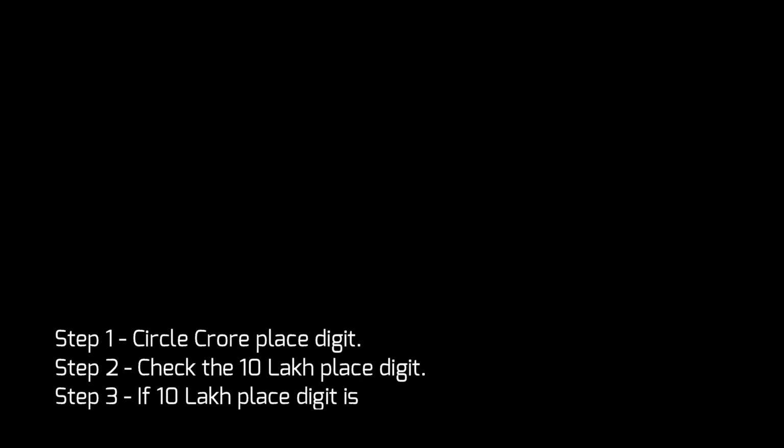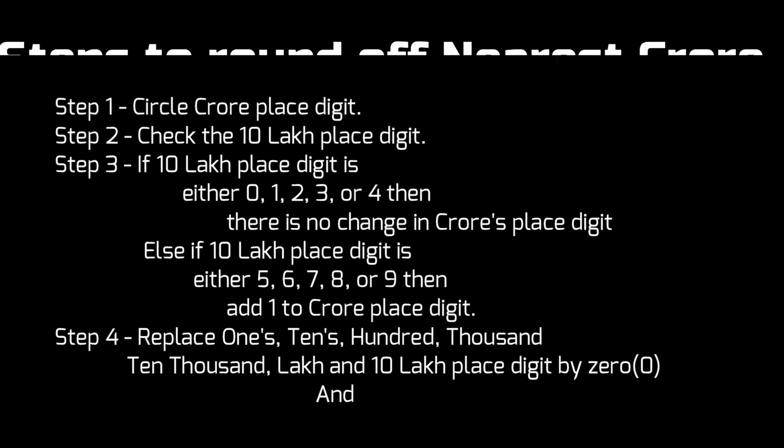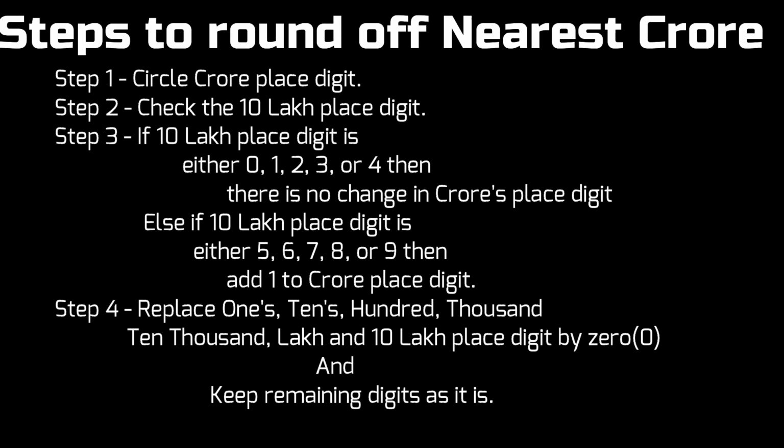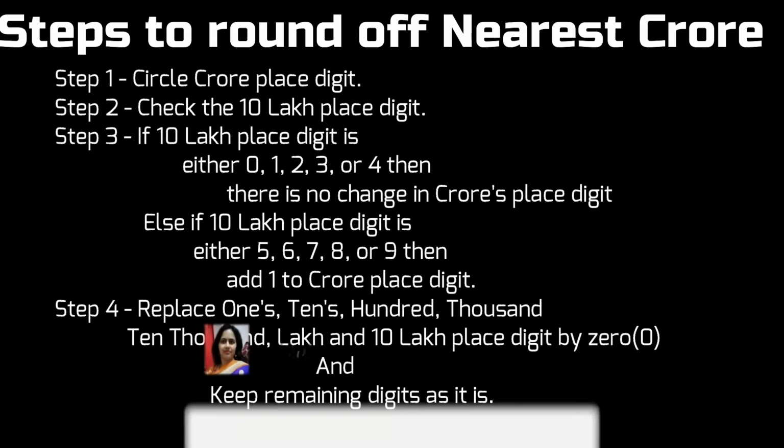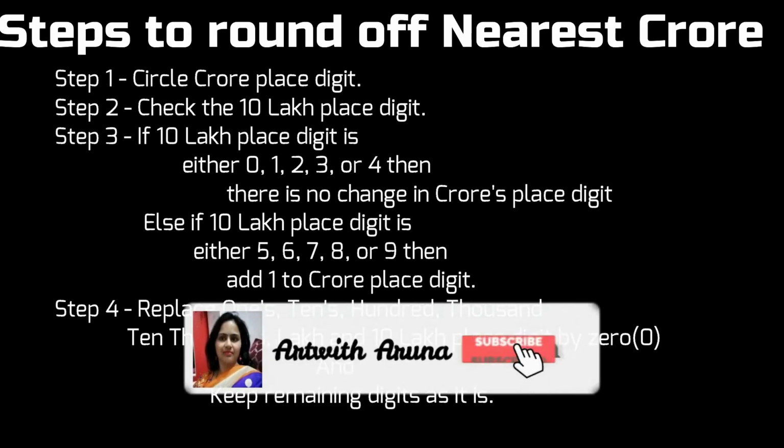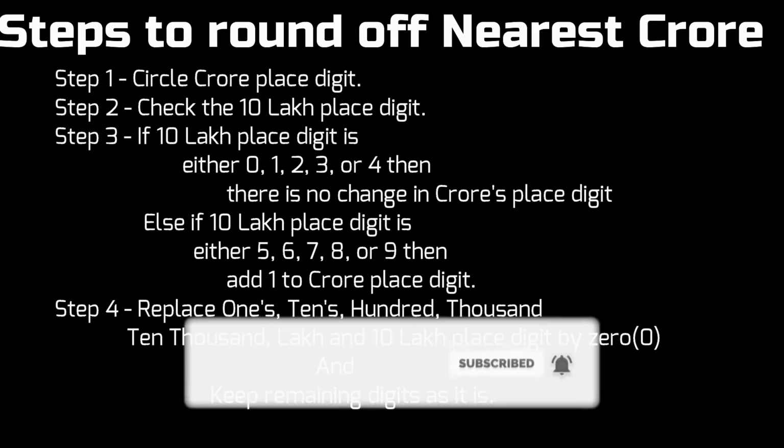Steps to round off to the nearest crore. Step 1: Circle the crore place digit. Step 2: Check the 10 lakh place digit. Step 3: If the 10 lakh place digit is either 0, 1, 2, 3 or 4, then there is no change in the crore place digit. Else, if the 10 lakh place digit is either 5, 6, 7, 8 or 9, then we need to add 1 to the crore place digit.